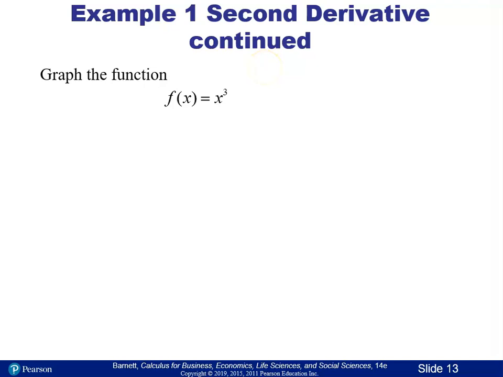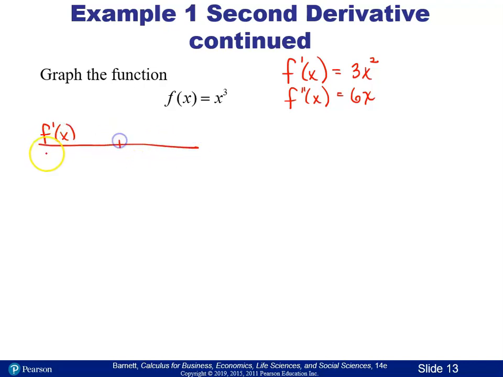Okay, as far as graphing the function, what we want to do is consider our first derivative. We said that was 3x squared. And we said our second derivative is 6x, okay? So we do two sign charts: the first one is going to be for our first derivative, and the second one is going to be for our second derivative, because they tell us two different things, okay?